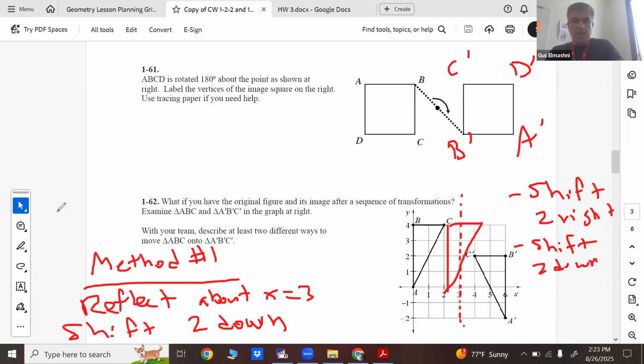So if I shift 2 down, it would look kind of like this. And then reflect about what line? X equals 4, correct. Yep. One beauty about Zoom is I could do that really easily.